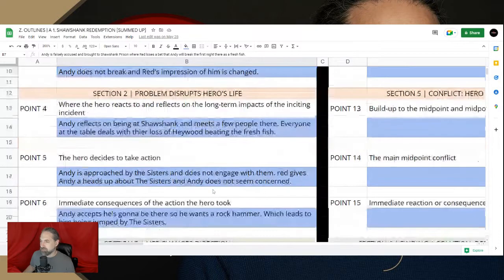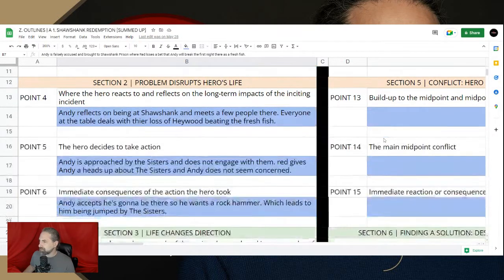All right. So that brings us to where the hero reflects on the long-term impacts of the inciting incident. So Andy reflects on being at Shawshank and meets a few people there. Everyone at the table deals with their loss of Haywood beating the fresh fish. So basically, that's the moment where he's like, "All right, pay up, give me those smokes."